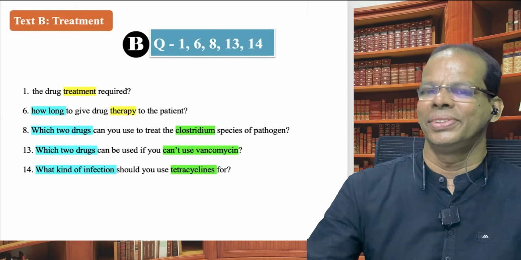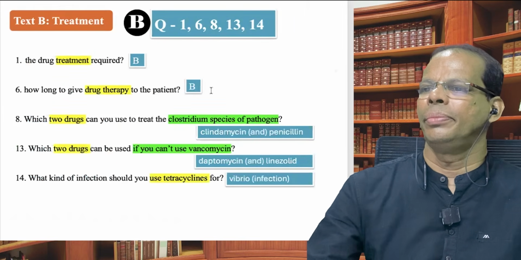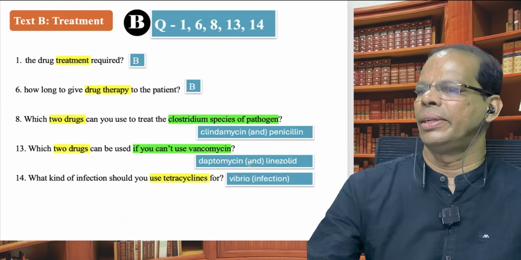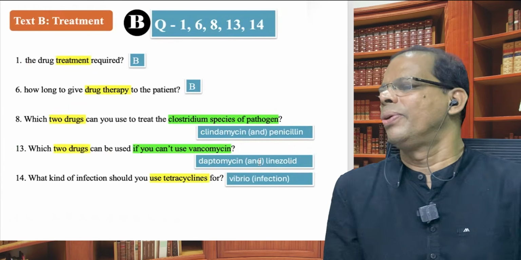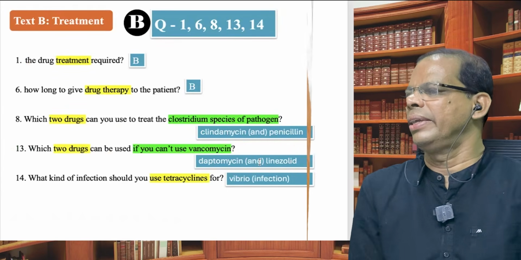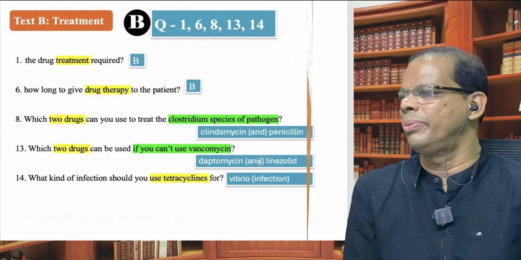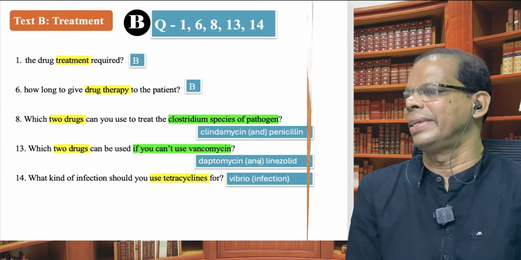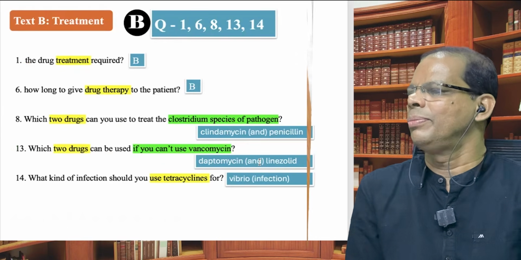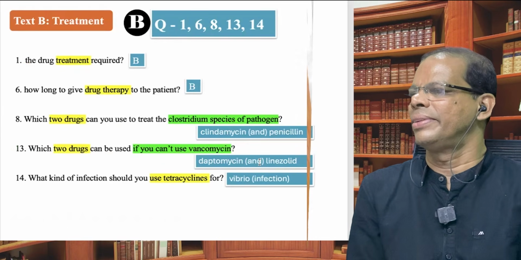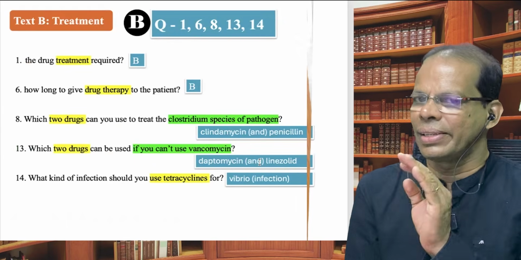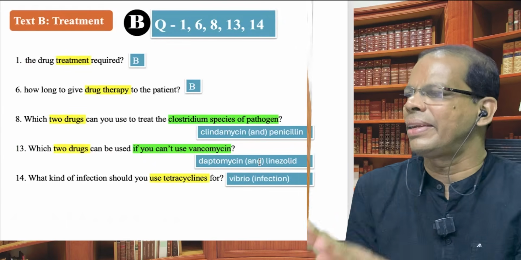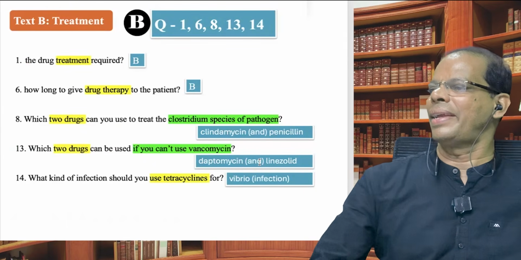Names and numbers. So the answers are here. B, then clindamycin and penicillin. Vibrio infection. Even if you don't write "and", that is right. Even if you put a comma or write 2 words without "and", that will be right, because they are asking which 2 drugs. Just write 2 drug names, or you can write with the conjunction. But the clue is, whenever there is a conjunction, mostly that has the maximum chance of being the right answer.